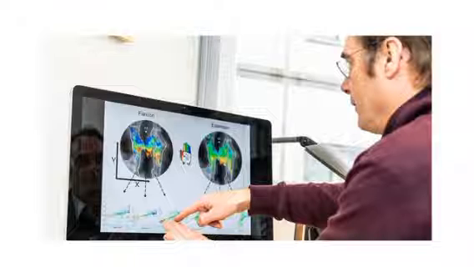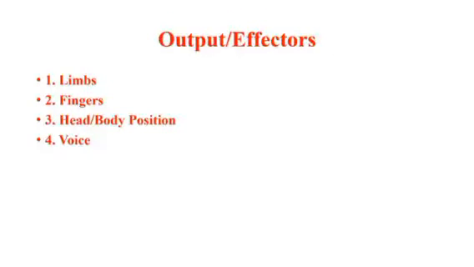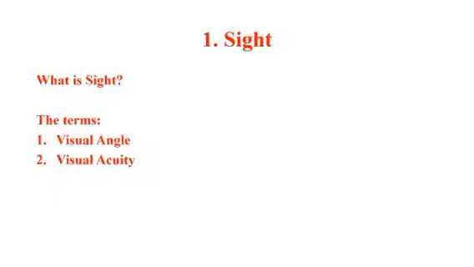Next, input or human senses. There are three types of input. The first one is sight, then hearing, and the third one is touch. Next, output or effectors. The first one is limbs, then fingers, then head or body position, and the fourth one is voice.